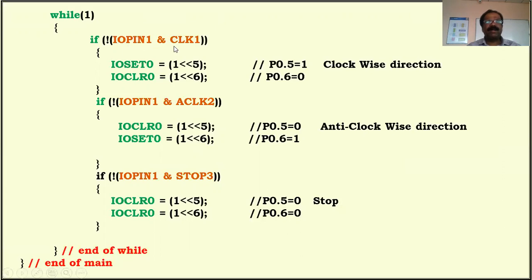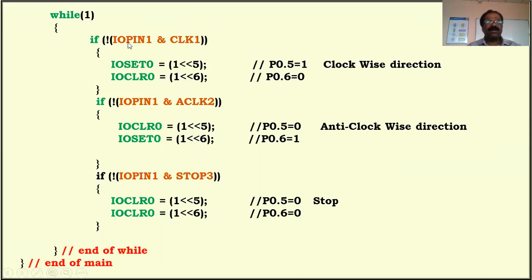Clock 1 is for clockwise, this is for anti-clockwise, and this is for stop. Here bit number 16 is high, bit number 17 is high, and bit number 18 is high. This is called masking data. If you execute this particular statement, it is going to AND the content of IO pin 1 with clock 1, that is, this data. It's a masking data.